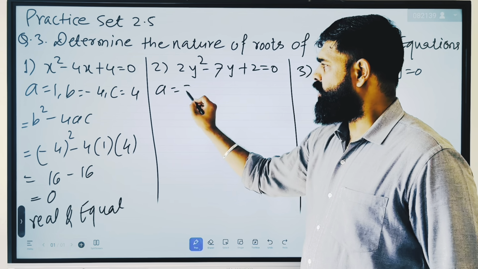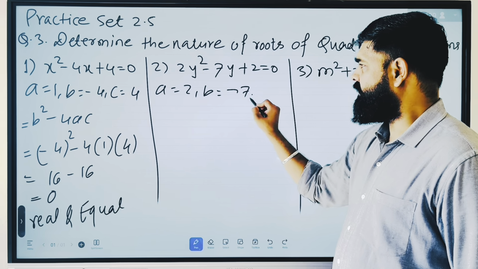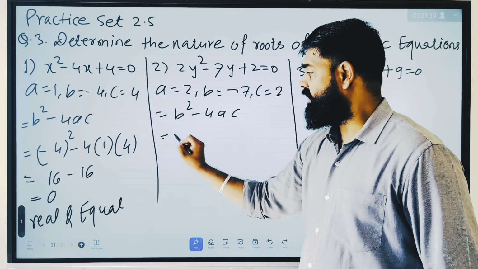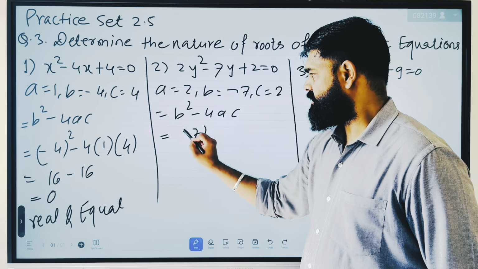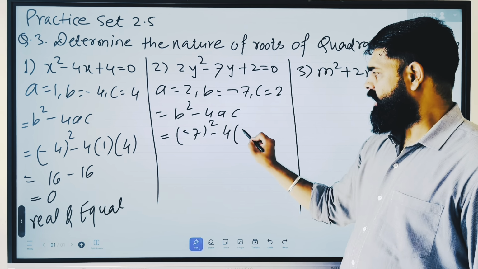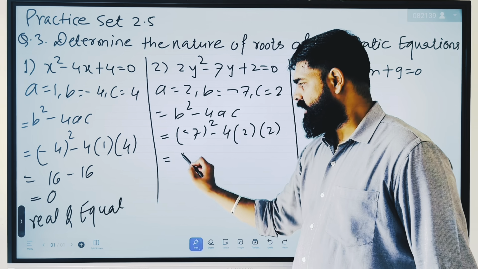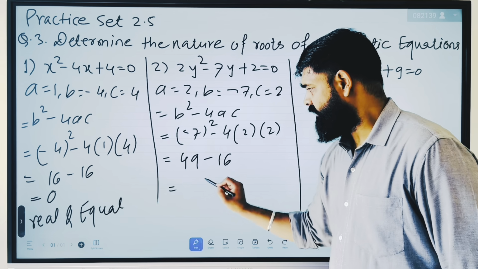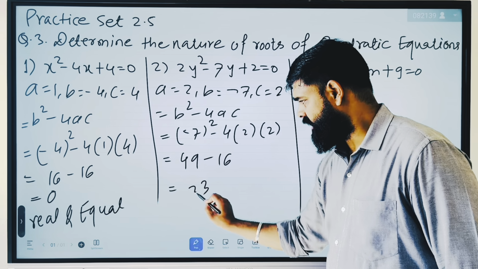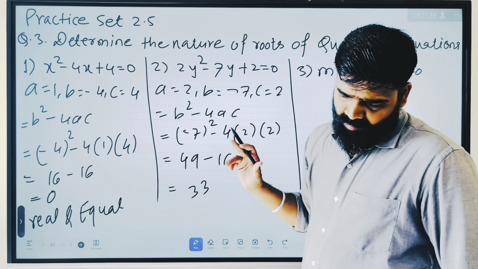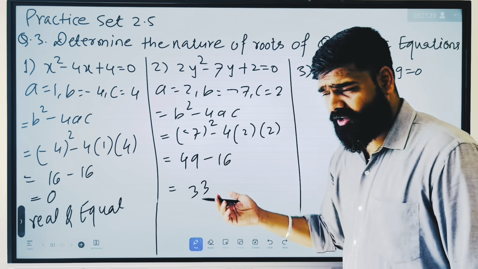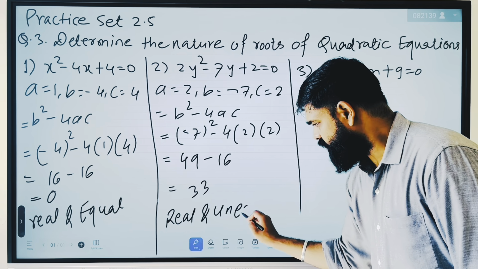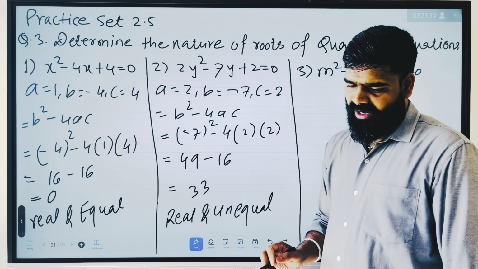In this case, a is equal to 2, b is equal to -7, c is equal to 2. So b squared minus 4ac will be (-7) squared minus 4 into 2 into 2. So we got 49 minus 16, which is 33. So the correct answer is, this is a positive number, so real and unequal.